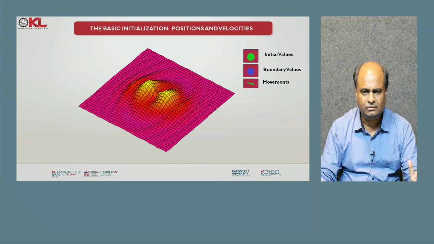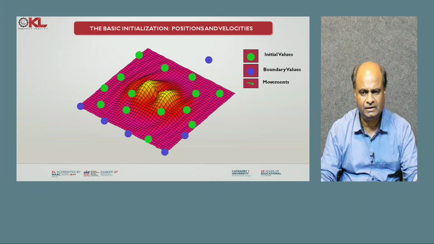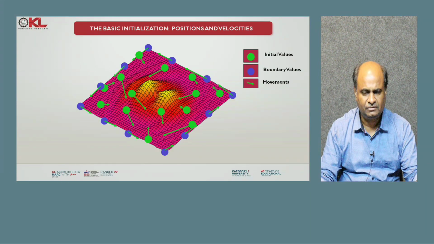Now what is the basic initialization, position and velocity? You have to initialize the position and velocity for the PSO. You can see the initial values are green and blue is the boundary values, and the particles will move in different directions. You cannot say that they will move in a single direction, because our solution is to optimize a function or optimize some activities.